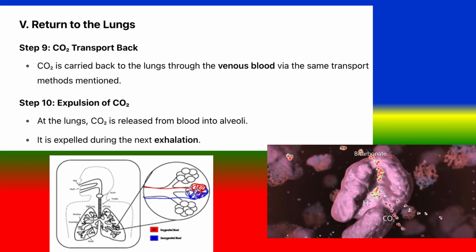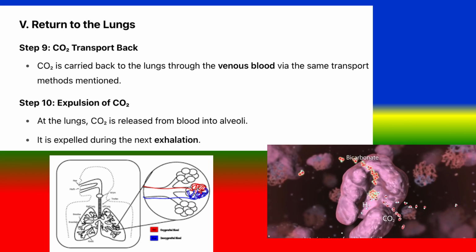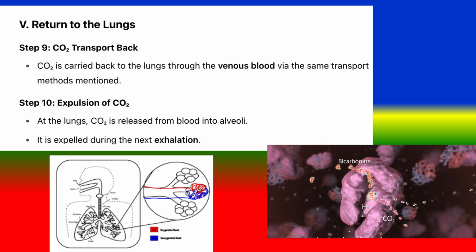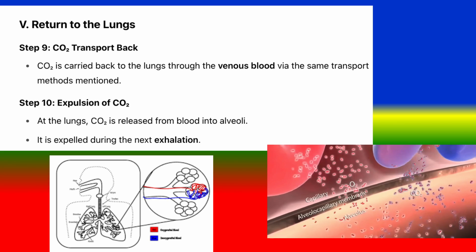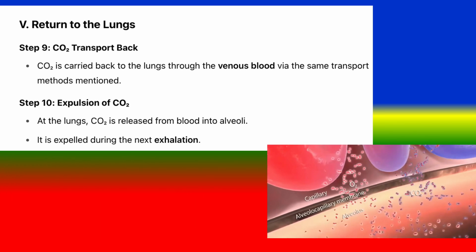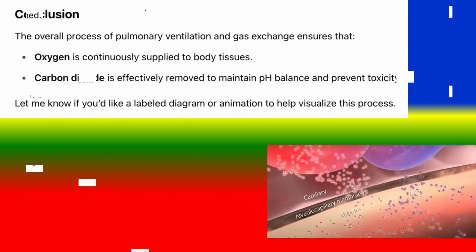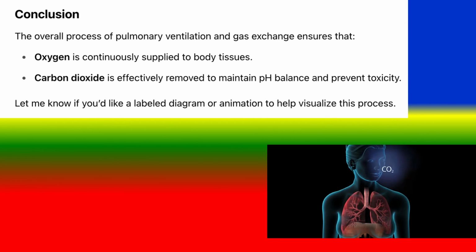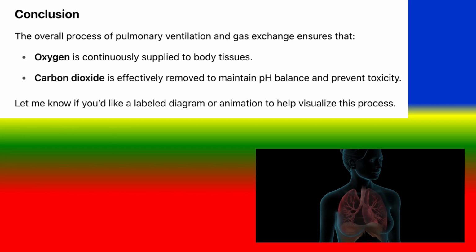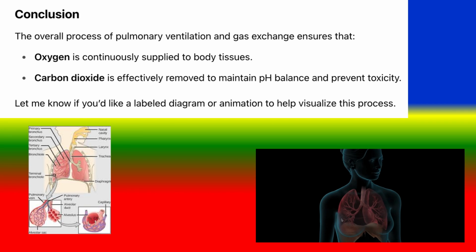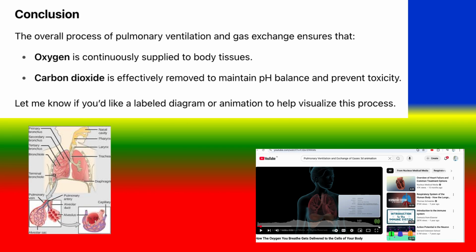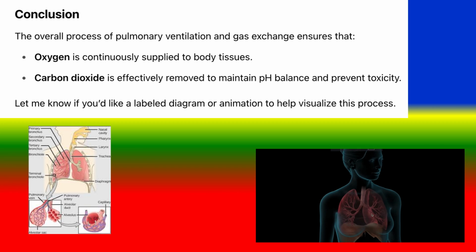Step 10, expulsion of CO2. At the lungs, CO2 is released from blood into alveoli. It is expelled during the next exhalation. Conclusion. The overall process of pulmonary ventilation and gas exchange ensures that oxygen is continuously supplied to body tissues. Carbon dioxide is effectively removed to maintain pH balance and prevent toxicity.